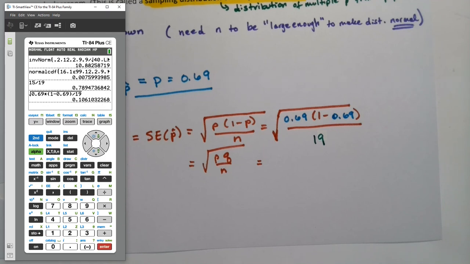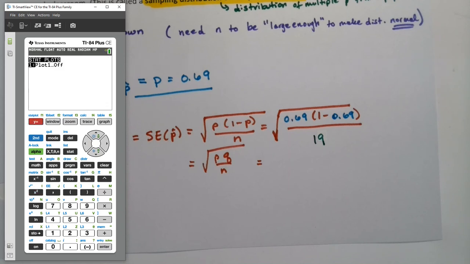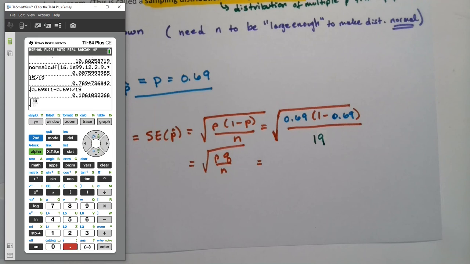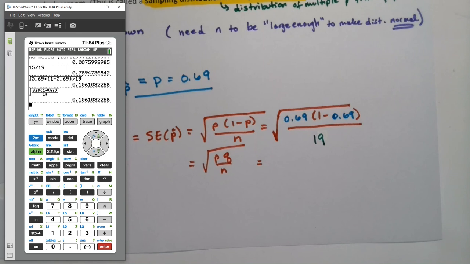That will work. You can also do it with the pretty print feature, which is second y equals, not second y equals, sorry, alpha y equals. Second quit, let me get out of there. Alpha y equals, let me move over here to the right. Alpha y equals, fraction is number 1, and I choose 0.69, parentheses 1 minus 0.69. No, you do not need the times symbol in there if you don't want it, and divide by 19.